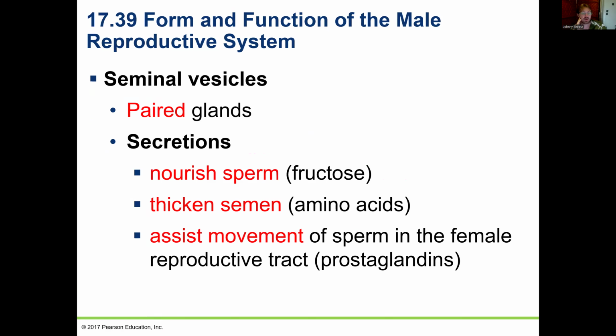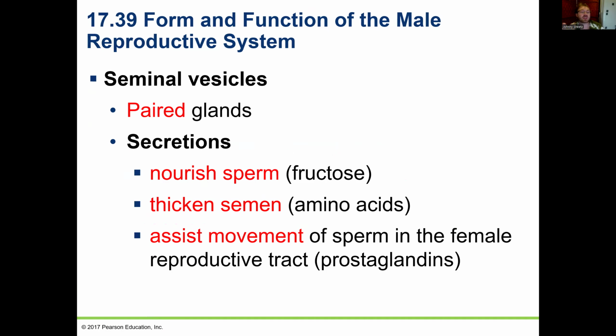Seminal vesicles. Those are the paired glands at the top of the vas deferens, and they're going to be releasing fructose, so more nourishment. They're going to be releasing amino acids, which both thickens the semen to allow it to stay in the woman for longer, and also provides amino acids as nourishment to the sperm. And it's going to assist the movement of the sperm through the use of different hormones known as prostaglandins.